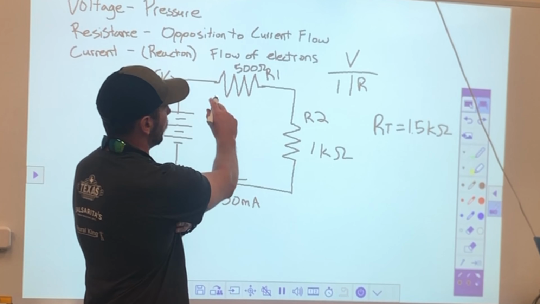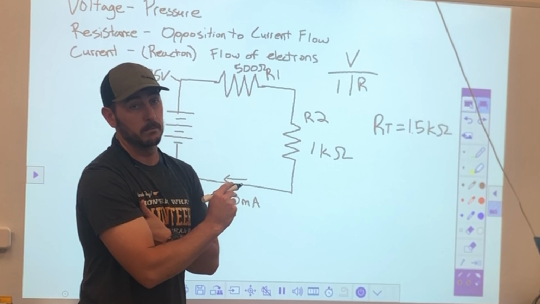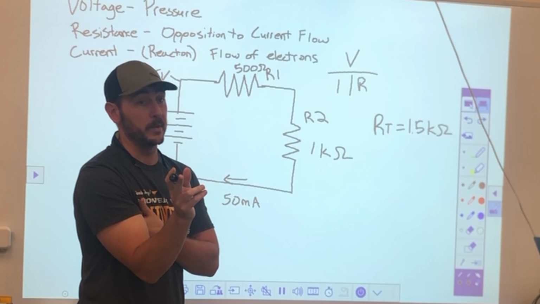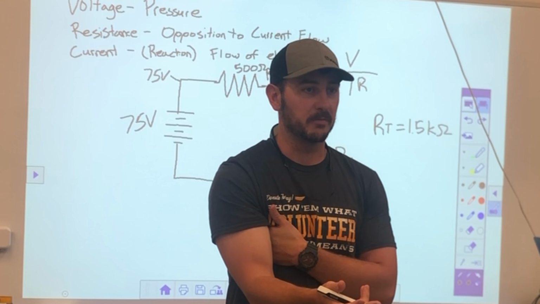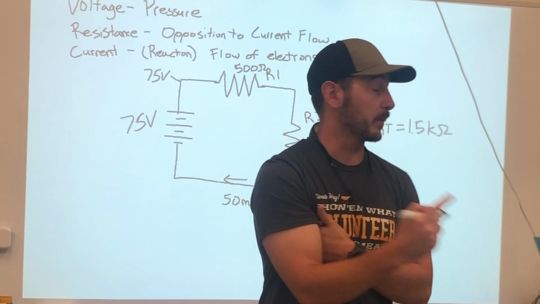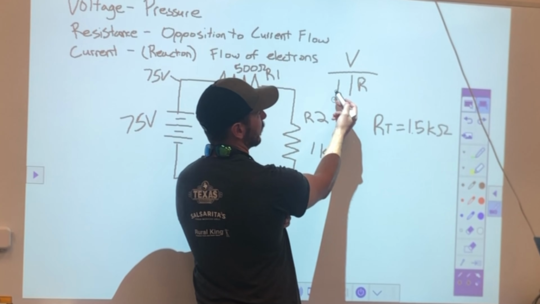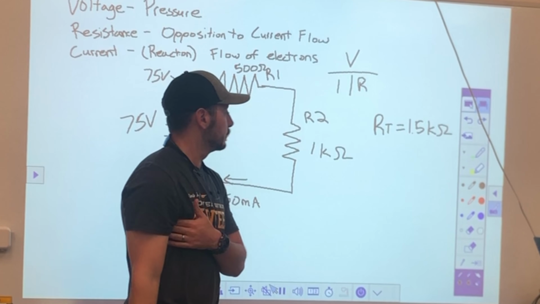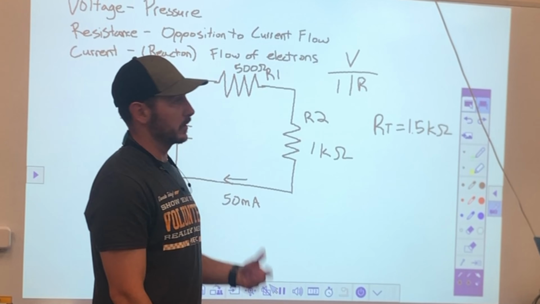Now, what do we know about R1? We know the resistance of it. What else do we know about it? How much current it has? We know the current, but we don't know the voltage drop that it has, okay? But guess what? We can find it because we know the resistance and we know the current. So we take the resistance, multiply by the current, that'll give us our voltage drop. And remember, this is in milli, so we gotta convert it to 0.05.